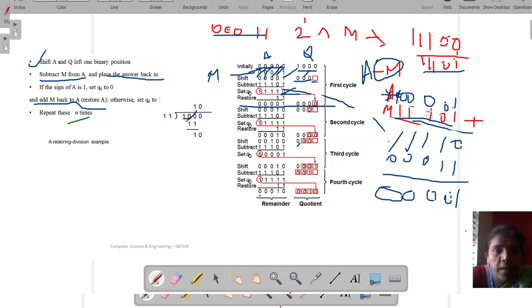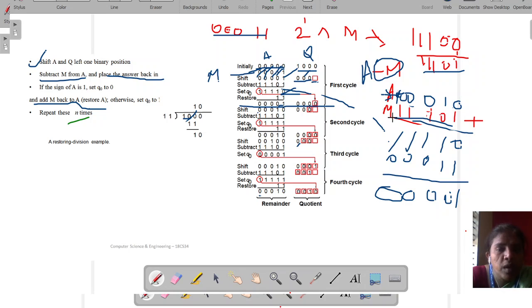Shift and subtract and restore. Restore is not mandatory. Restore is done only when the result is negative. Now shift again the contents of A. When you shift 00010, you get 00010, which is 10. This is the new content of A.